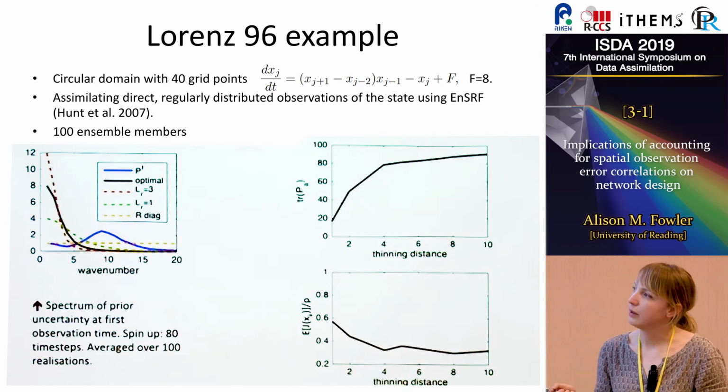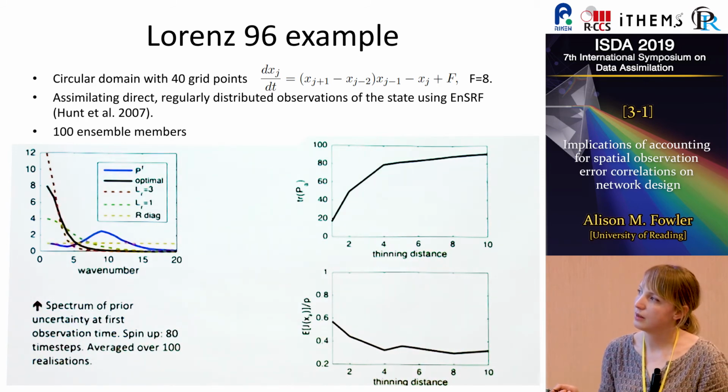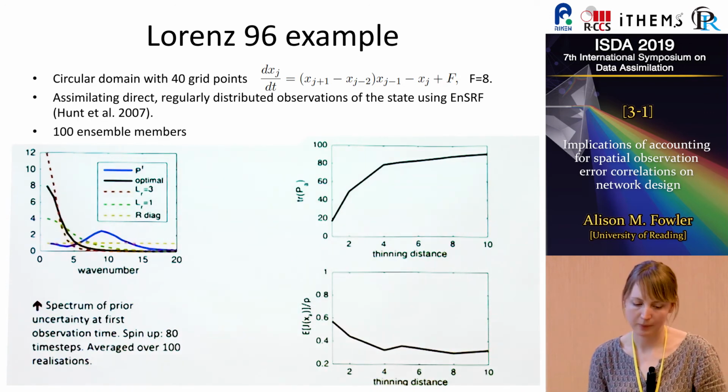So next, we can look at what happens when we either overestimate the length scales in our R matrix, which is the red line, or we underestimate the length scales in our R matrix, the green line.